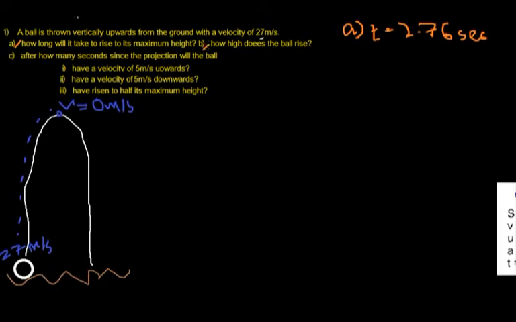Now let's look at question B. Question B, it says, how high does the ball rise? Now question B is asking what is the height, the total height the ball can attain.